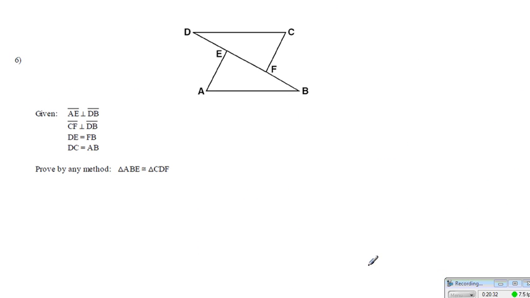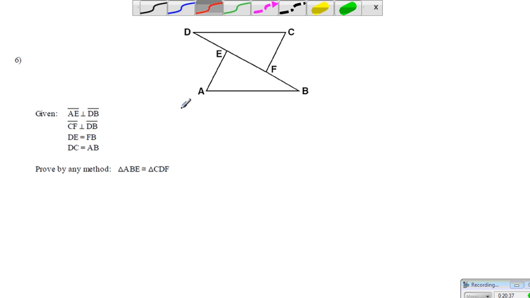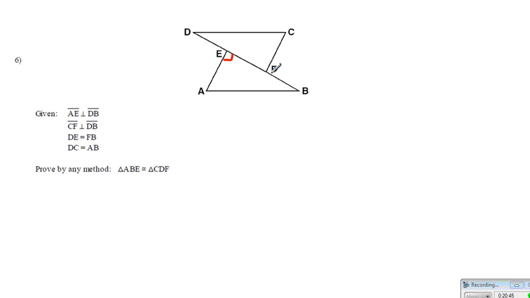Alright, let us move on to the next question here. Alright, so let us look at number 6 together. Here, AE, which is this line segment, is perpendicular to DB. So we have a right angle right over here, and so is another one right over here. And DE is this part of the line segment, is congruent to FB right over here. Then as you mark that, you will realize that the middle portion seems to be reflexive. Now DC is perpendicular to AB.